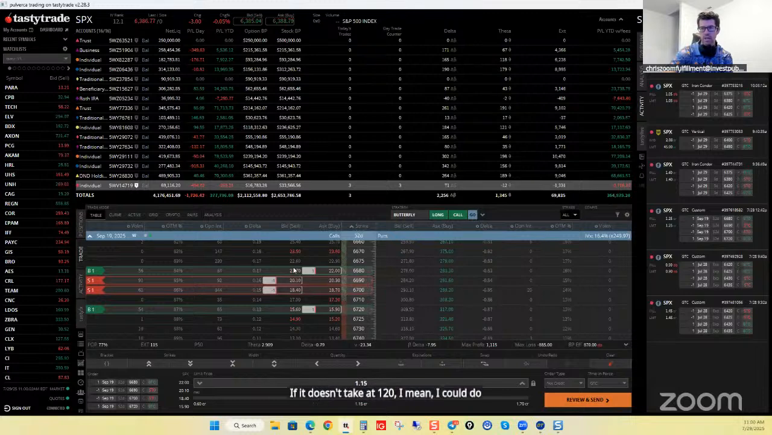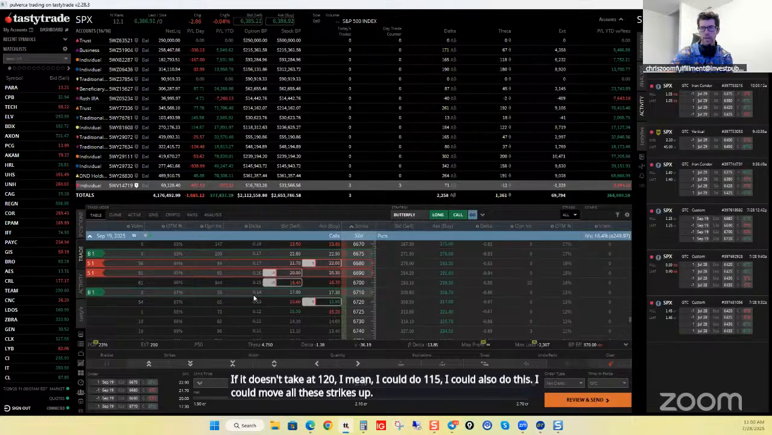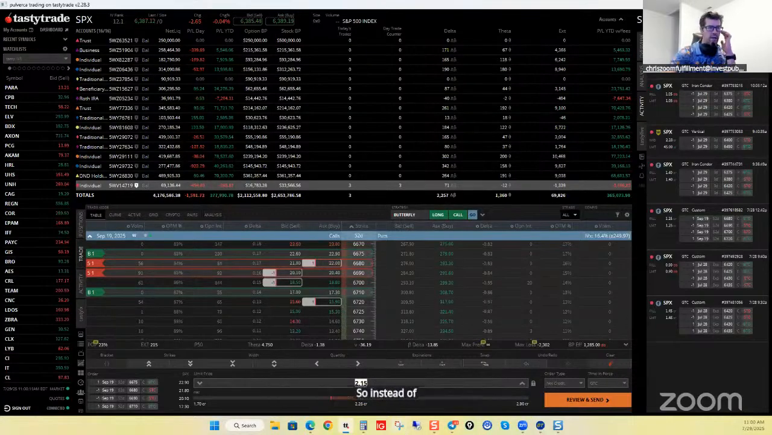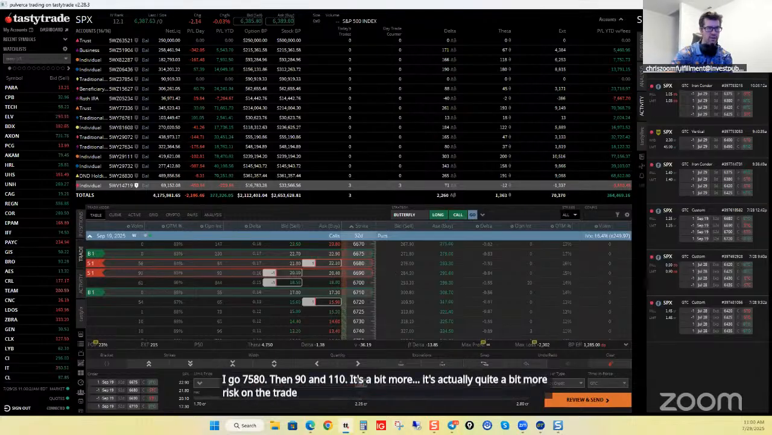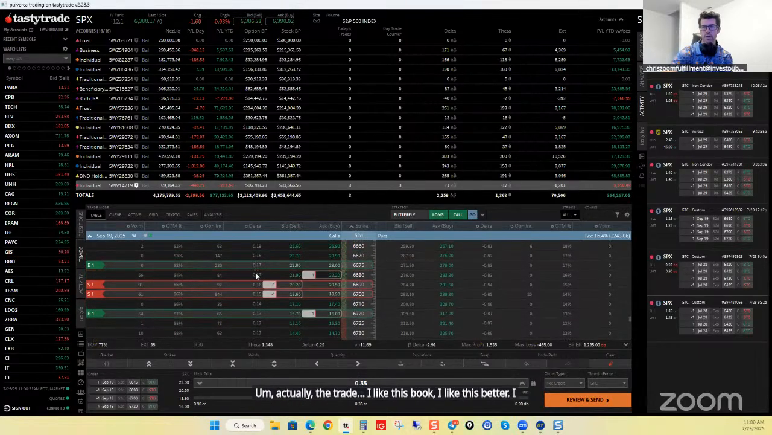I could also do this. I could move all these strikes up one strike, and now it's offering over $2. So instead of my 66.80 by 90 and then 67 by 67.20, I go 75.80, then 90 and 110. It's actually quite a bit more risk on the trade because somehow I get that 10 wide versus 5. Actually, I like the trade that I took yesterday better.